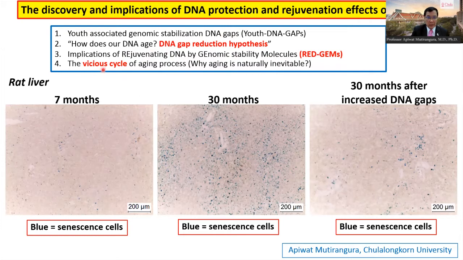And then I will discuss how the finding of DNA gap explains the aging process. You can see from this slide that in aging rat liver, you have a lot more senescent cells, which are stained in blue. But after we add DNA gap by adding the regimen, the number of senescent cells reduces back to the youth level. In addition to senescent cells in the liver, everything else in our experiment also rejuvenated as well.